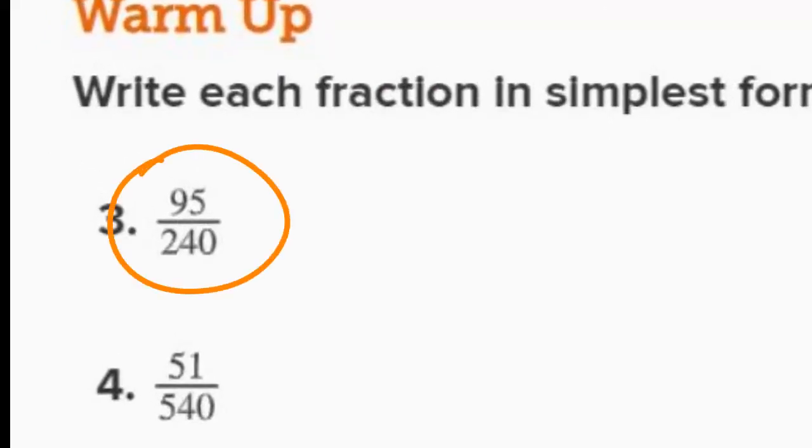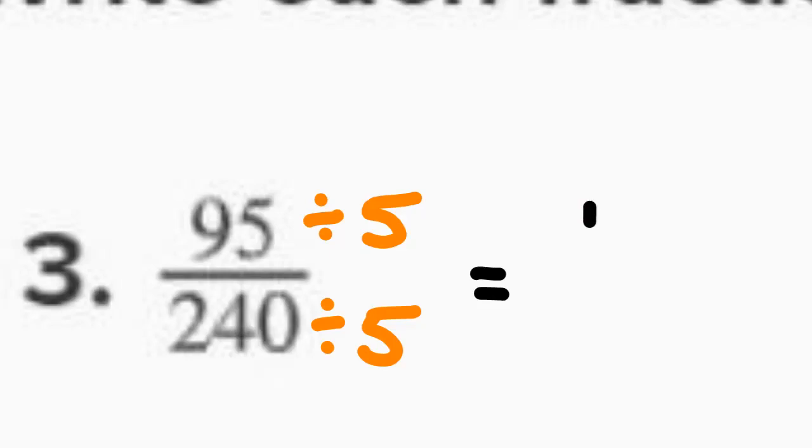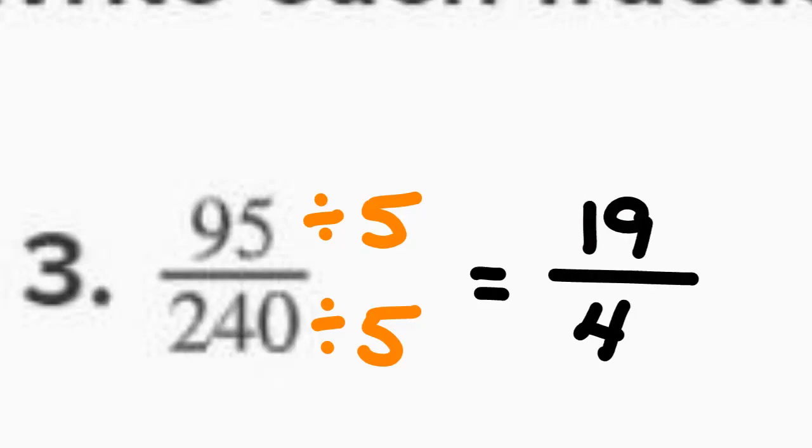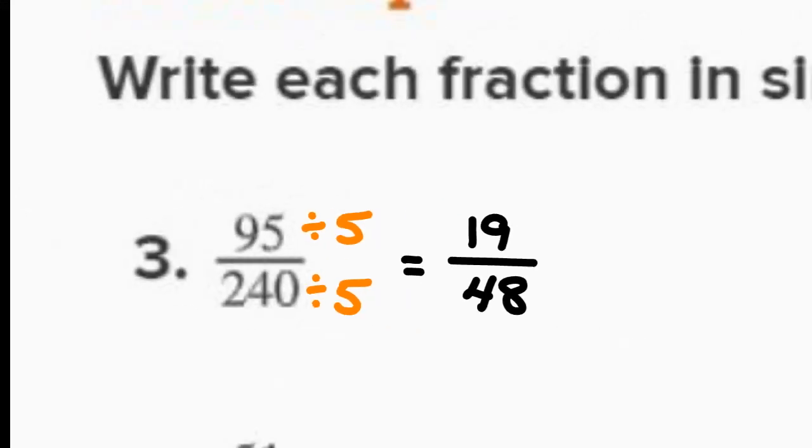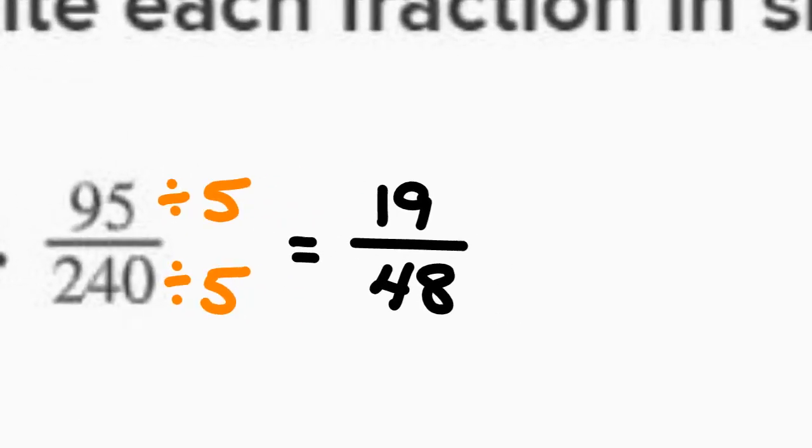So looking at the first one on the warm-up, number 3, 95 over 240. What number can you think of that'll go into both of those? 5 goes into both 95 and 240. And what is 95 divided by 5? 19. And 240 divided by 5? 48. And then we have to check to see if that is simplest form.